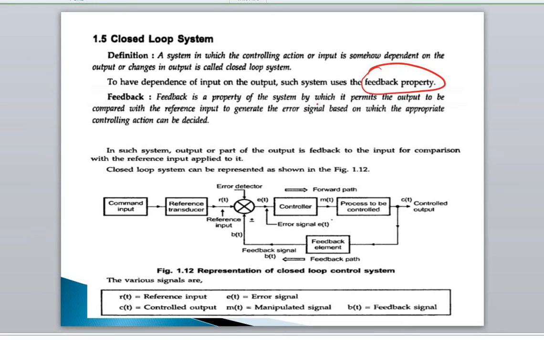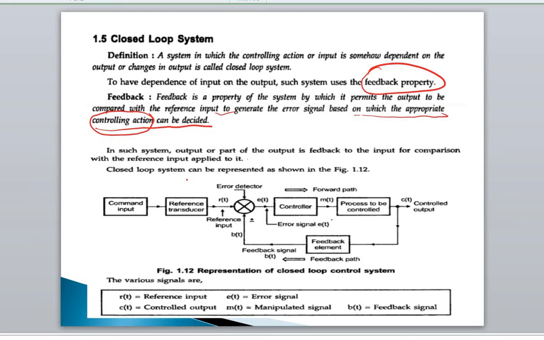So then what is feedback? Feedback is the property of the system by which it permits the output to be compared with the reference input to generate an error signal based on which appropriate controlling action can be decided. In such a system, output or part of output is fed back to the input for comparison with the reference input applied to it. So now see the block diagram of a closed loop control system.